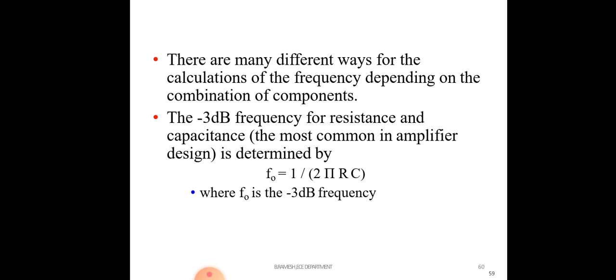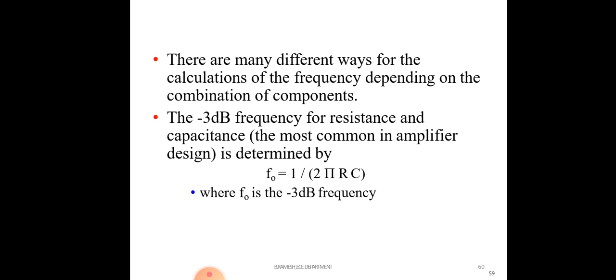There are many different ways to calculate frequency, depending on the combination of components. The 3 dB frequency for resistance and capacitance, the most common in amplifier design, is determined by f naught equal to 1 by 2 pi RC. That is the critical frequency for an RC network. F naught is equal to 1 by 2 pi RC.